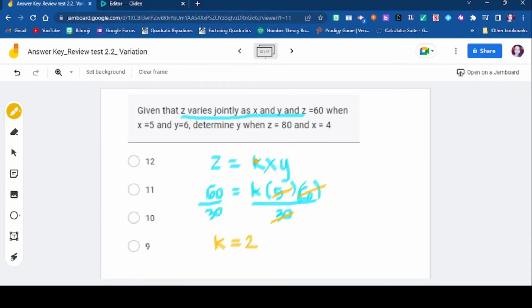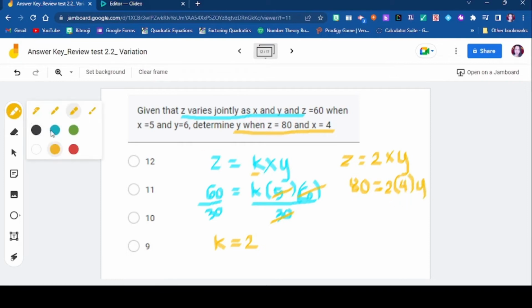So let's go back to the original equation, which is z. Replace k with 2. So we have z is equals to 2xy. So let us use this formula in order to determine the y when z is 80 and x is 4. So z is 80 equals to 2 and our x is 4, and we need to find the value of y. For us to find the value of y, we are going to divide both sides by the number beside y, which is 2 and 4.